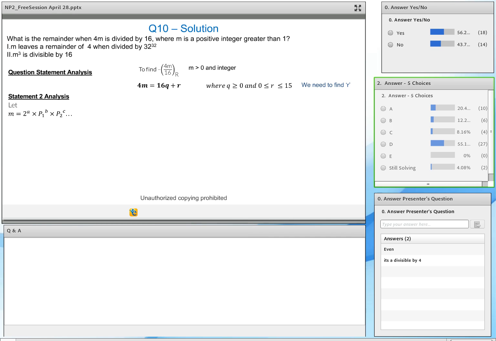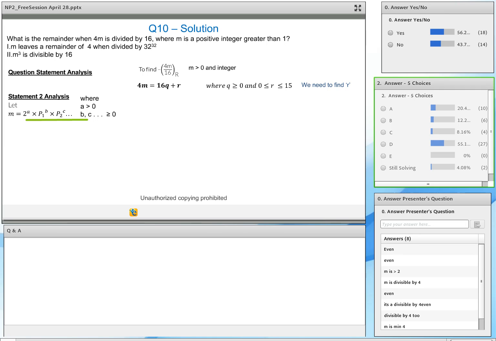Yes, it is even. Now, if it is even, and if I write m in terms of its prime factors, what will I get? m is equal to 2 to the power a, because I know that m definitely has 2 as a prime factor, times p1 to the power b times p2 to the power c, and so on, right? So this is how I'm writing m.